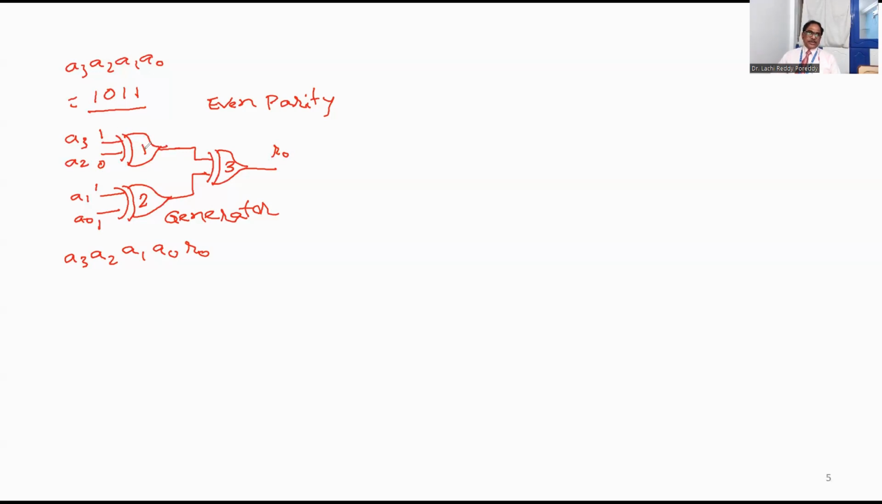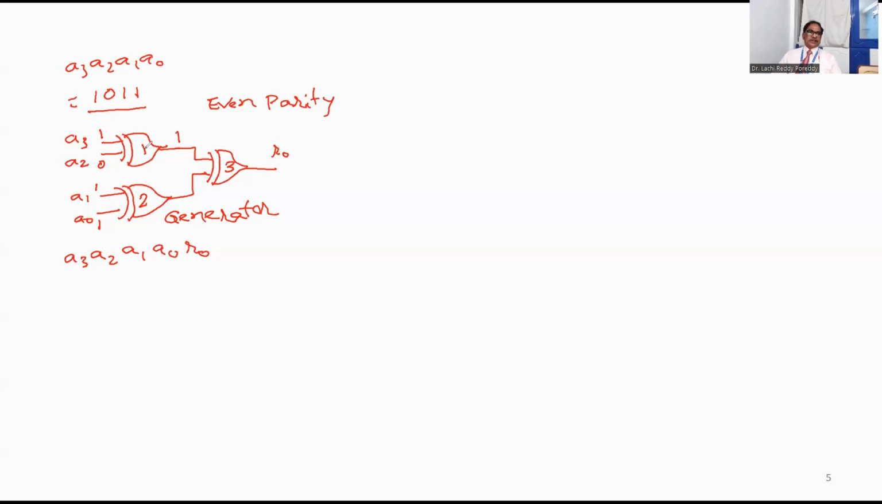So if the first XOR gate inputs are 1 and 0, output will be 1. As we know the functionality of the XOR gate, if inputs are different, output is 1. If inputs are same, output will be 0. So if we are talking about a 2 input XOR gate, exclusively OR, that means if the inputs are opposite, output will be 1. If inputs are same, output will be 0.